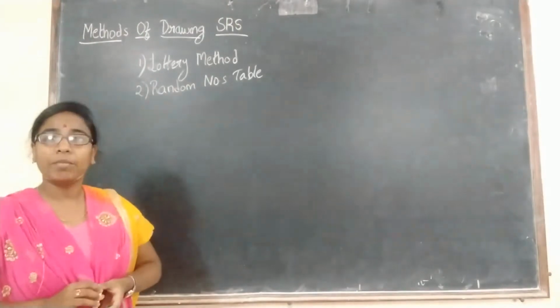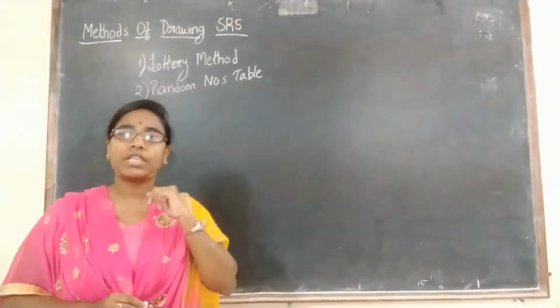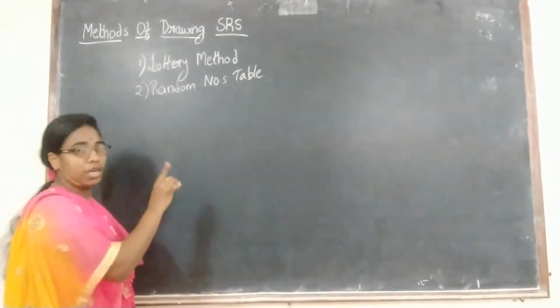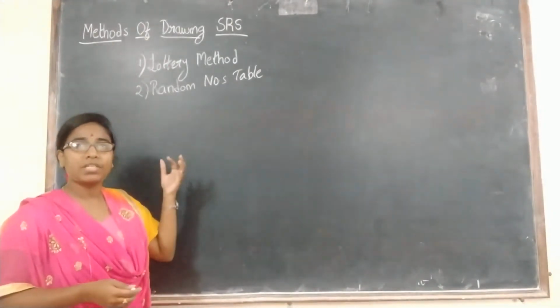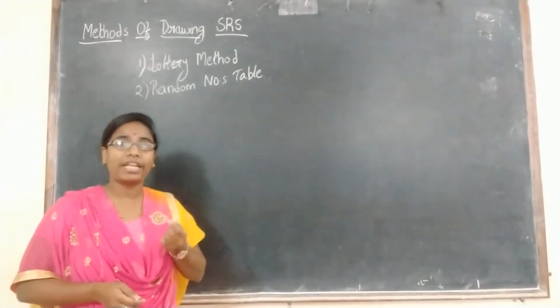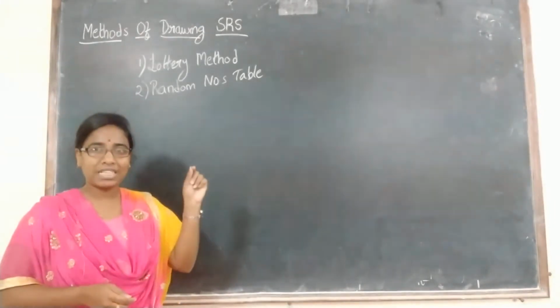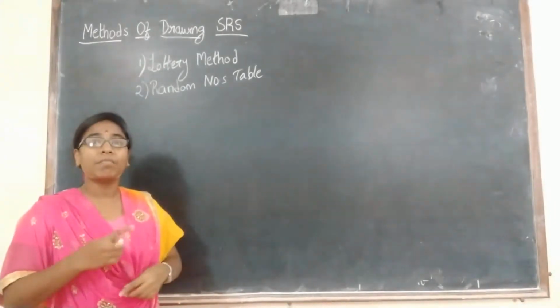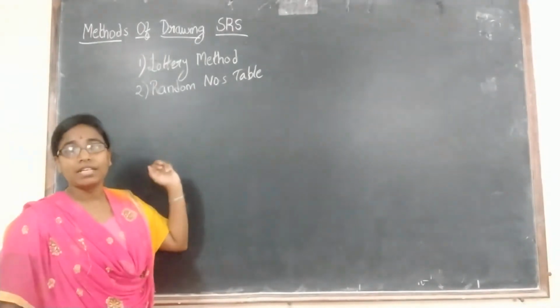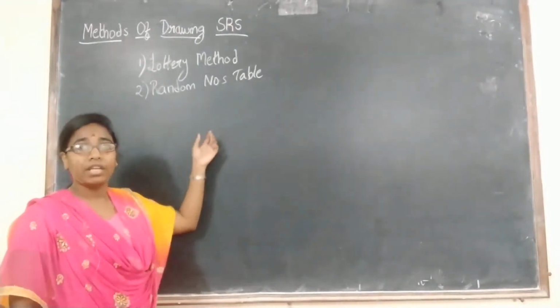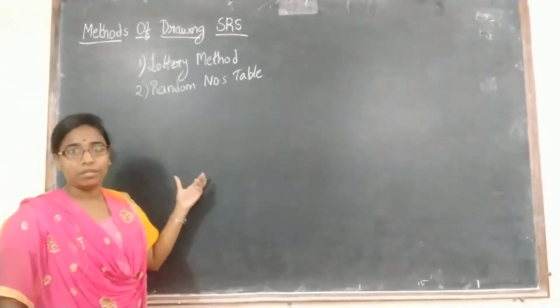Coming to the random numbers table. A random numbers table means you have a table or a book containing different random numbers. Random numbers are also available on your calculator: when you use the Rand key, you get numbers that are assigned randomly. Similarly, random numbers will be obtained from that table.